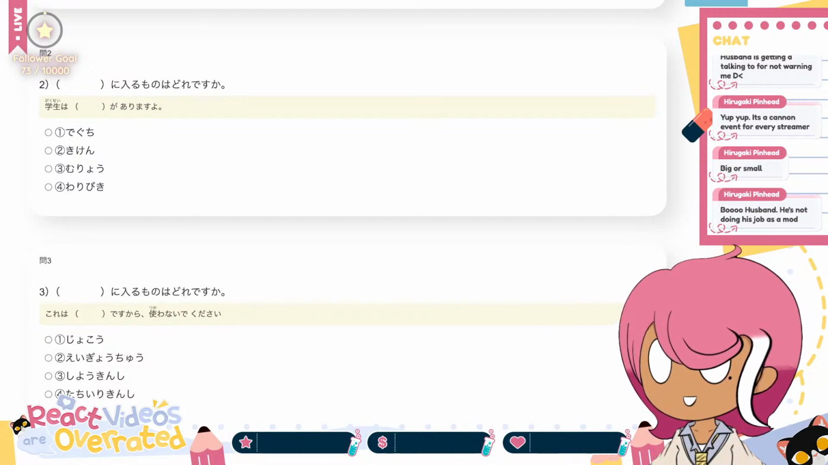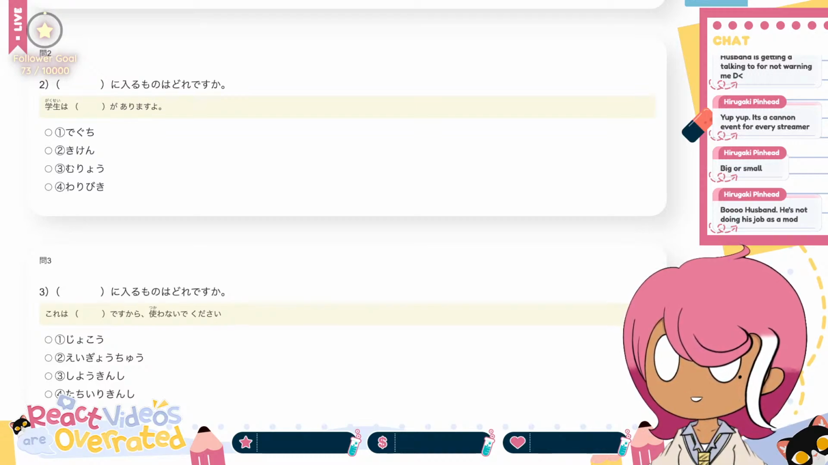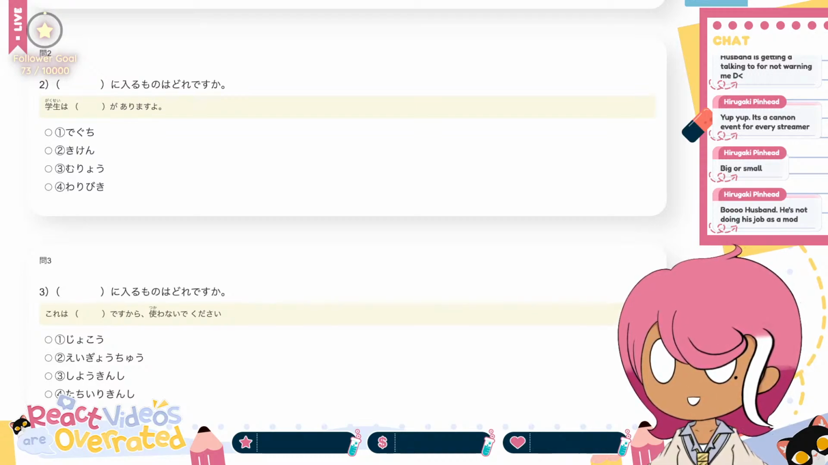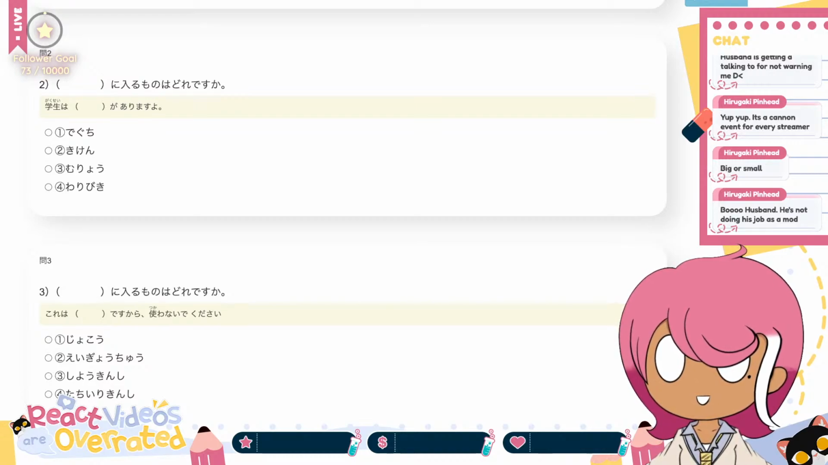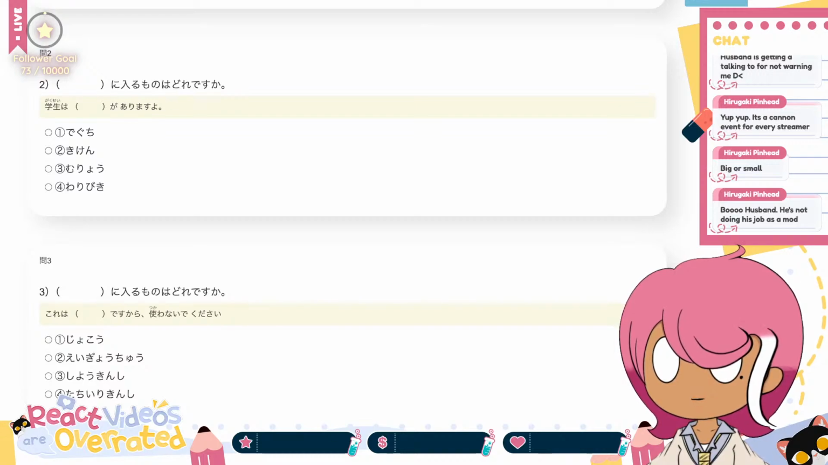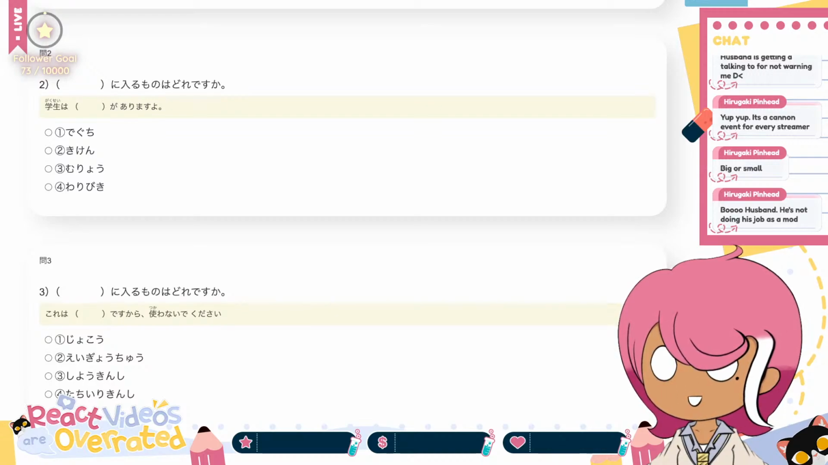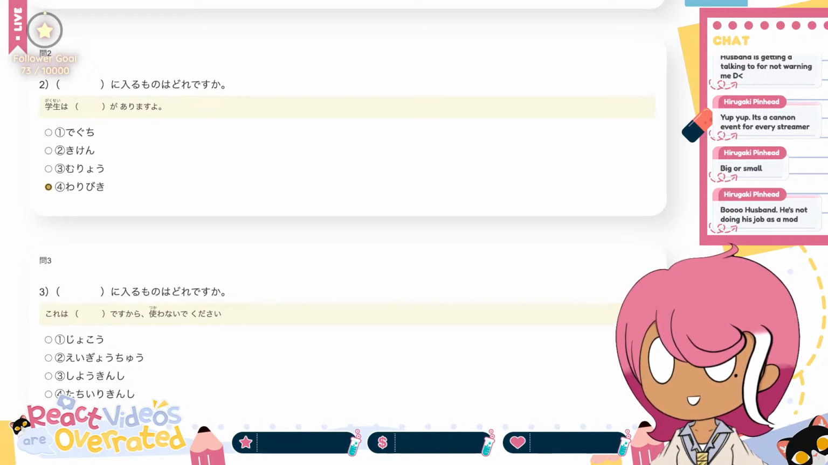学生は blank がありますよ。学生は無料 is free, so it's not that. Again, I forgot. 出口, no, not 出口, that's exit. 割引. So let's take a look at the 2 I'm unsure of. 危険, probably not that one. 割引 probably then. Well, let's see what it means. 割引, discount. Yes, that's right. So there's a student discount.